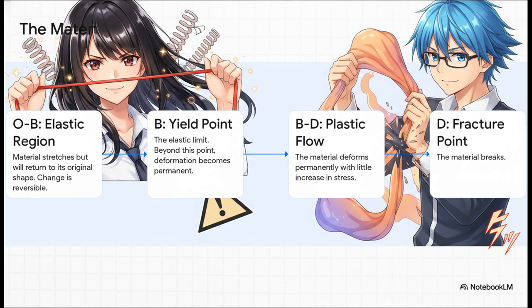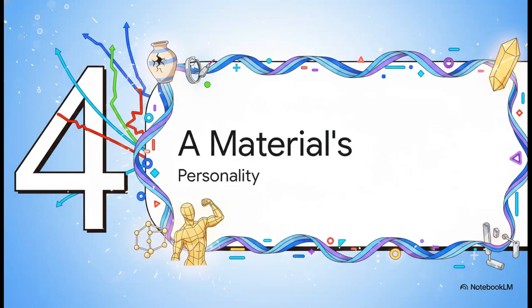The material starts to deform really easily now, stretching and stretching until it finally reaches point D, the fracture point. And snap, the story's over. So you see, every material has its own totally unique stress-strain curve, its own life story. This curve and a few other key measurements basically define its mechanical personality. Is it a brittle material? Is it a ductile one? Is it stiff? It's all in there.